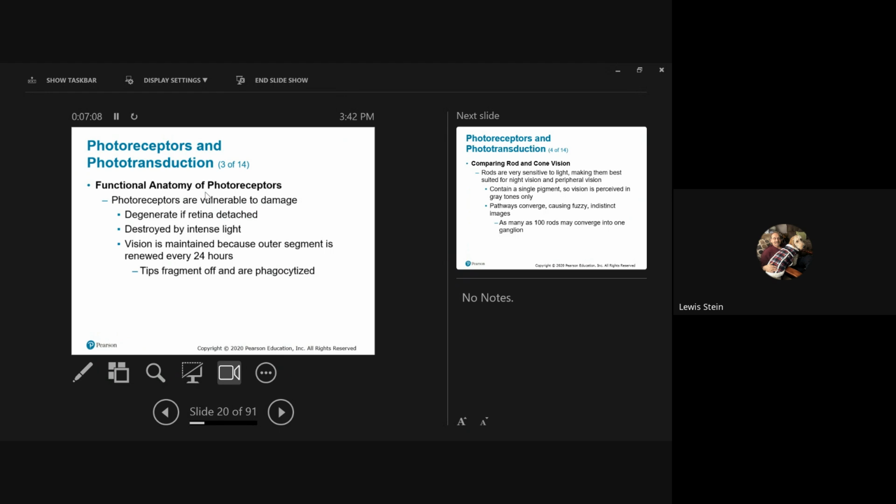They degenerate fairly easily. The intense light, that's what I was talking about. I'm probably going to talk about the welding with that analogy. They're destroyed fairly easily, okay? And they're renewed, as you can see. Vision is maintained because the outer segments are renewed. The tip fragments are gobbled up. So if you have a lot of damage, it takes a certain amount of time for those fragments before you start thinking somebody's permanently lost their vision, which is scary.